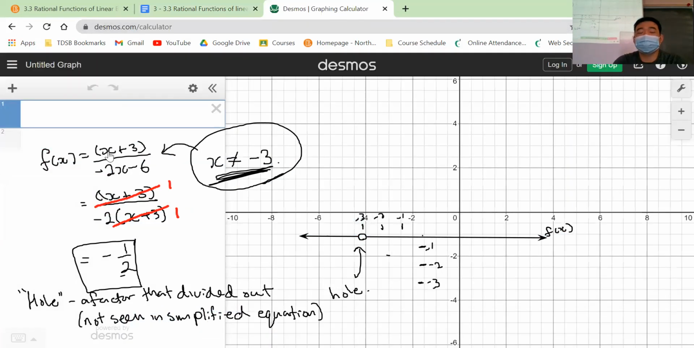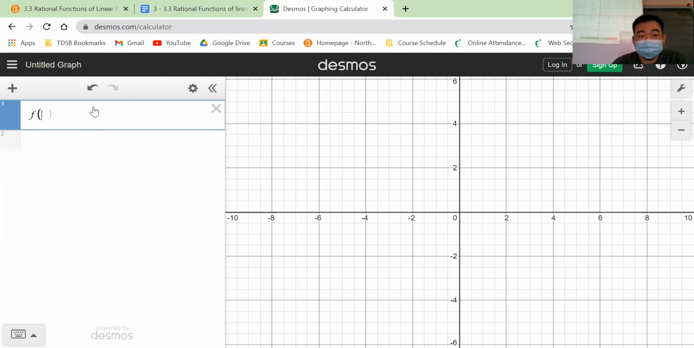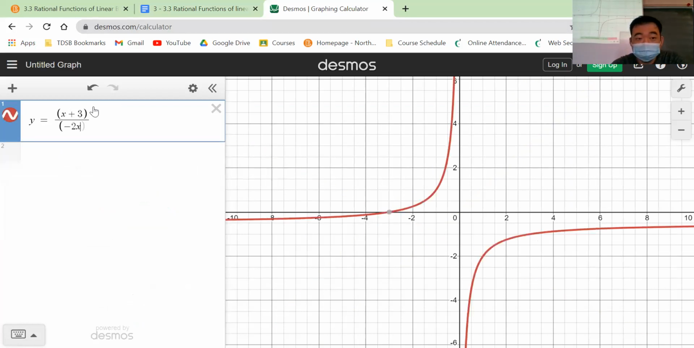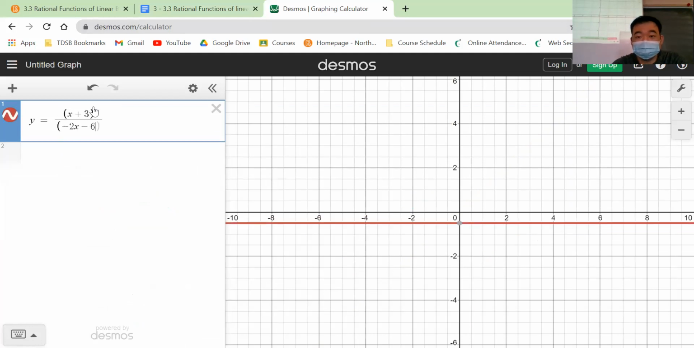If I were to plug in x equals 1, x equals 2, x equals 3, x equals 4, and graph everything, this function and that function will be exactly the same. Let me show you. y is equal to (x plus 3) over (negative 2x minus 6).